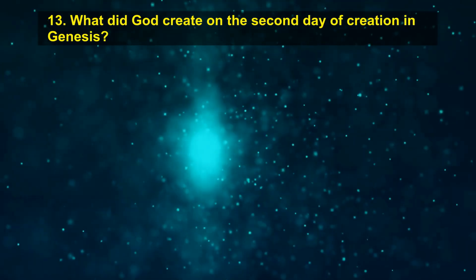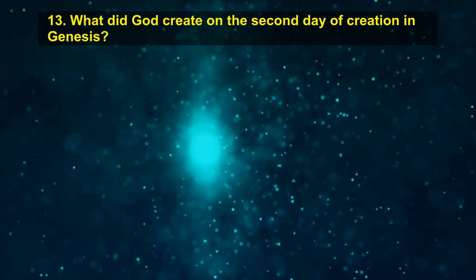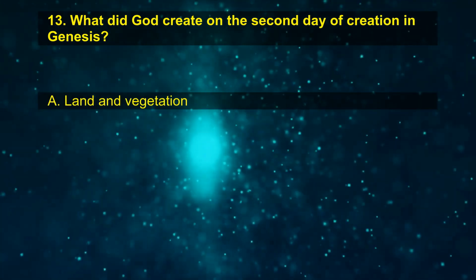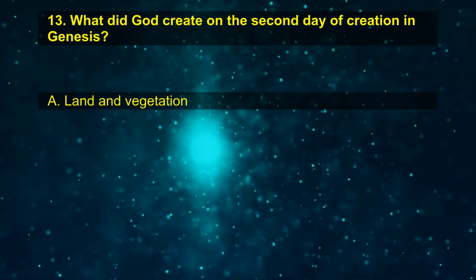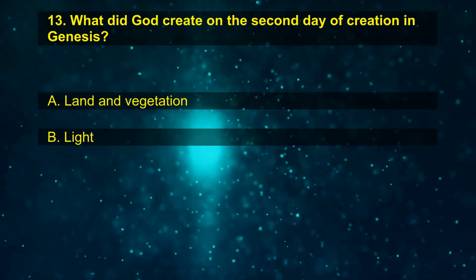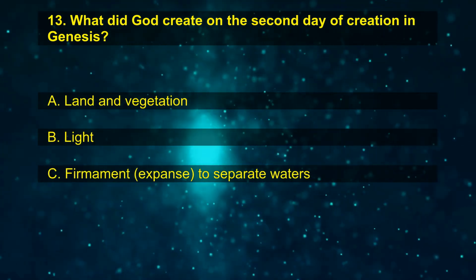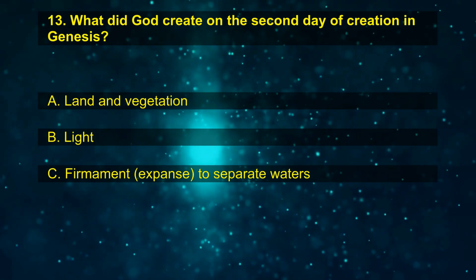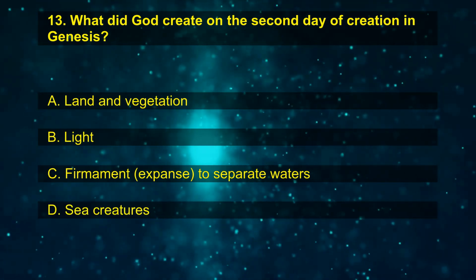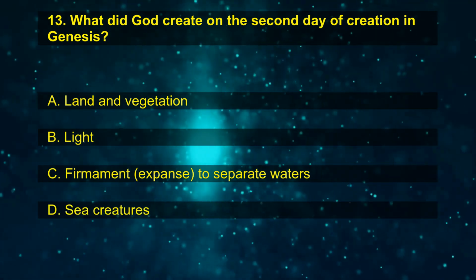13. What did God create on the second day of creation in Genesis? A. Land and vegetation. B. Light. C. Firmament, expanse, to separate waters. D. Sea creatures.